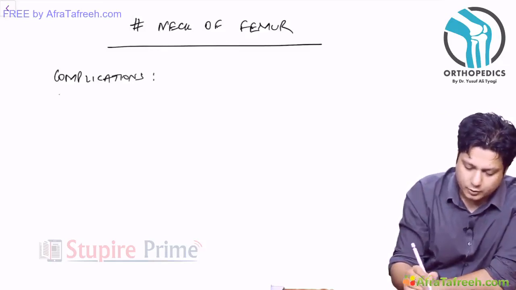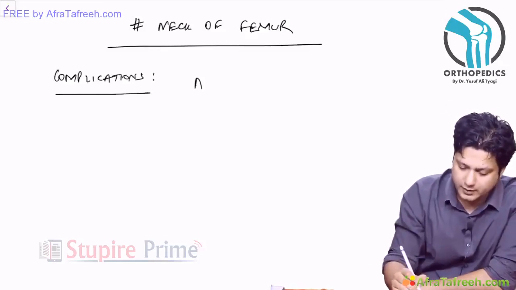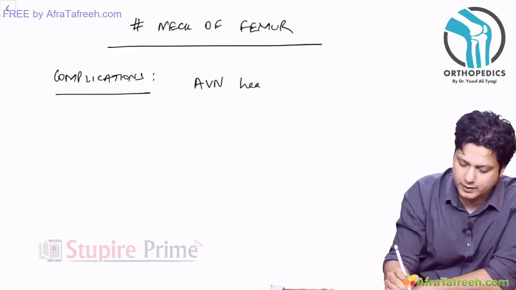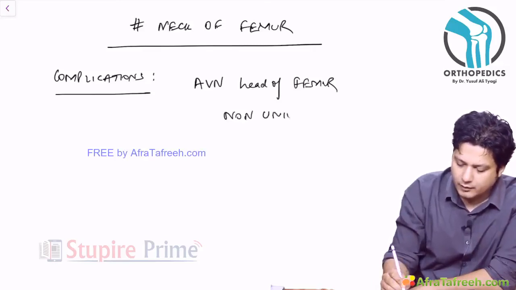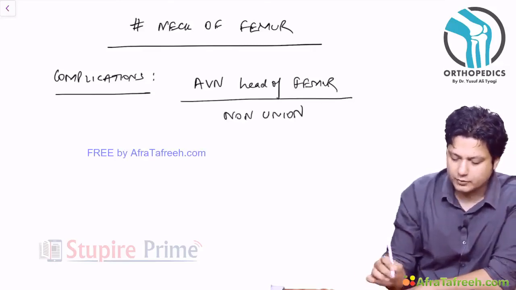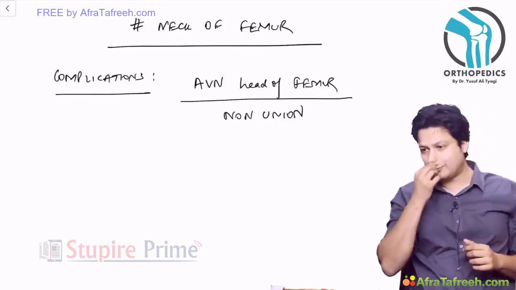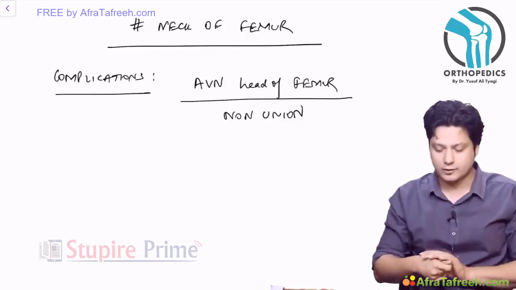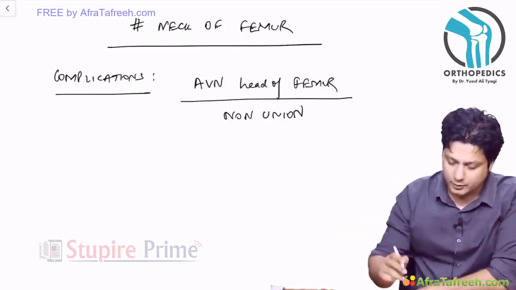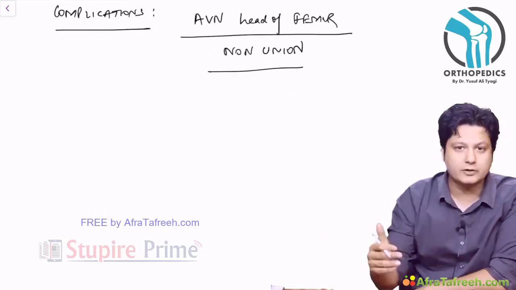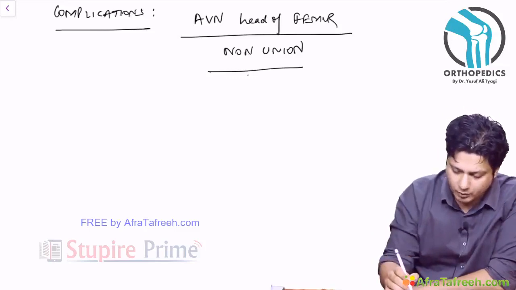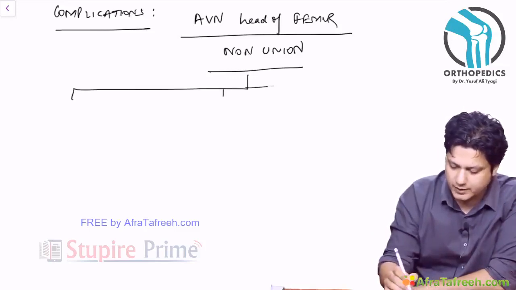You know, the two most important complications associated with this are avascular necrosis in the head of femur, and the second one is non-union. We have already discussed avascular necrosis, how avascular necrosis in the head of the femur is the result of the fracture neck of femur. But now is the time to discuss non-union, meaning why non-union is so common in case of fractures in the neck of femur. So what are the reasons for the non-union in fracture neck of femur?